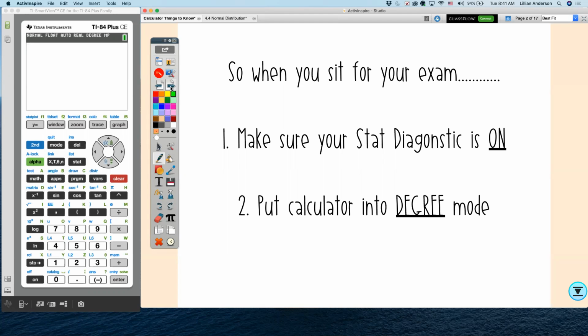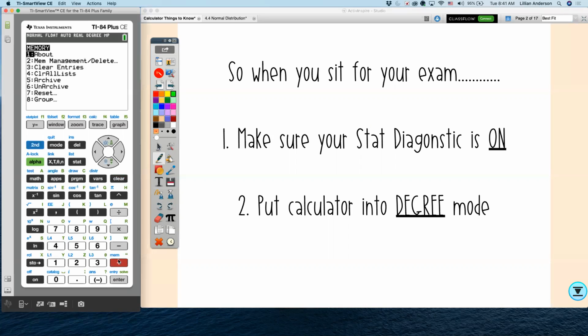So everyone with your calculator, I need you to do the following things, okay? You need to press your second button and you need to press the plus button. Second button and plus button. And then hit 7, 1, 2. Second button, plus button, 7, 1, 2. Your calculator is back into its factory settings.